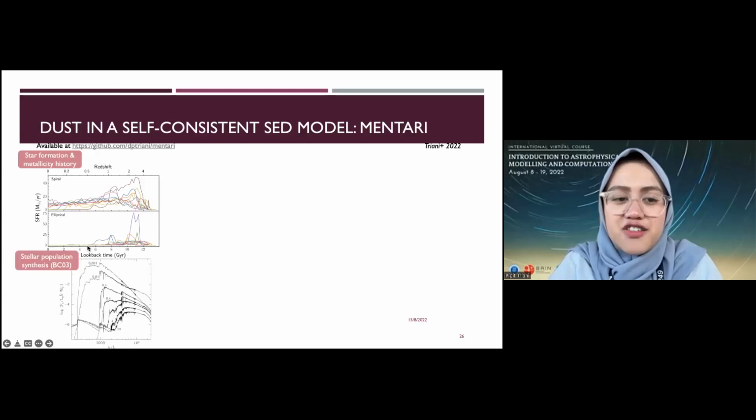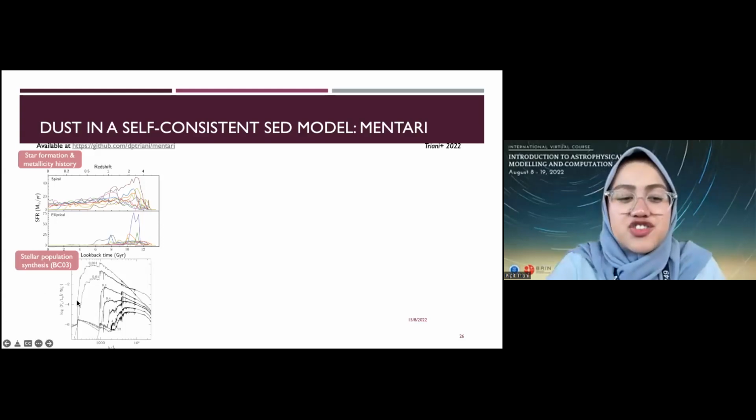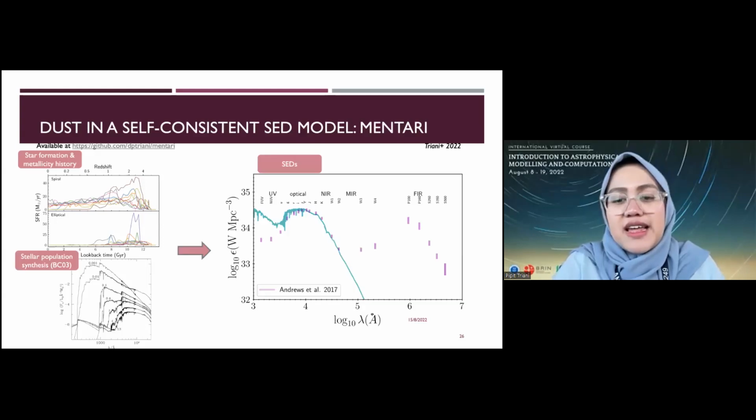So if we have this star formation history, then I use a set of catalogs that show the spectra of different stellar populations from Bruzual and Charlot in 2003. Then I can make the SEDs of galaxies from UV to infrared, but this is pure stellar. So all of the stars' SEDs are here.